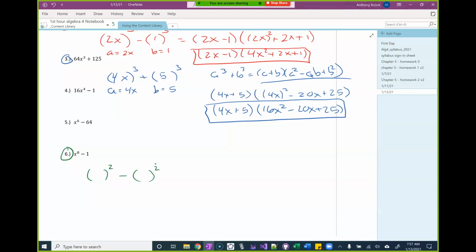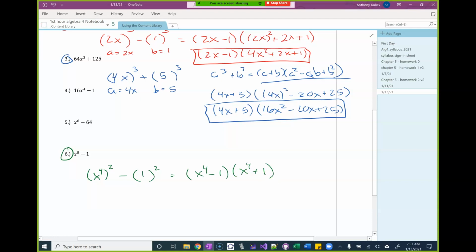So x to the 8th is 8 x's, right? If I take 4 x's and multiply it by another 4 x's, I have 8 x's, right? So x to the 4th squared is x to the 8th. And 1 squared is still 1. So I can rewrite this as x to the 4th minus 1 times x to the 4th plus 1.